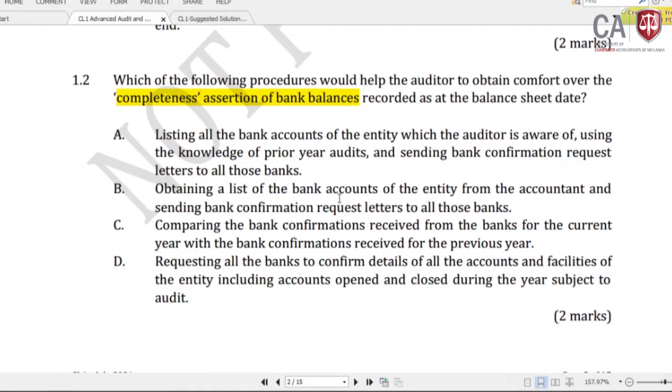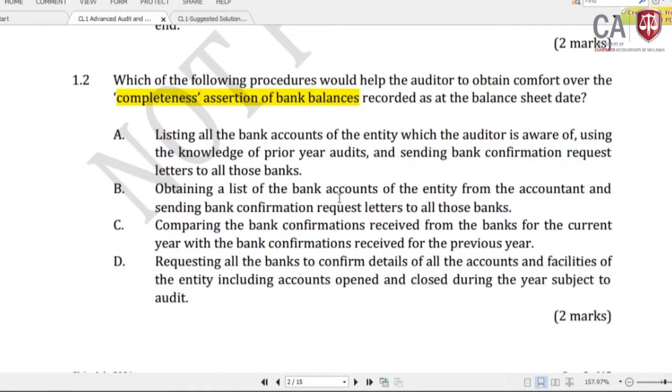Third one, comparing the bank confirmation received from the banks for the current year with the bank balances received in the previous year. You can compare the current year and the previous year, and see whether there are any missing items. Part D, requesting all the banks to confirm details of the old accounts and facilities of the entity, including accounts open and closed during the year subject to audit. So all four answers, A, B, C, D, are connected with bank balance verification and calling confirmation. All four are bank confirmation audit procedures.